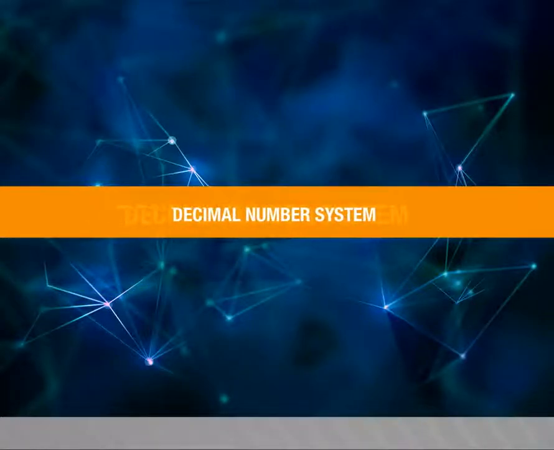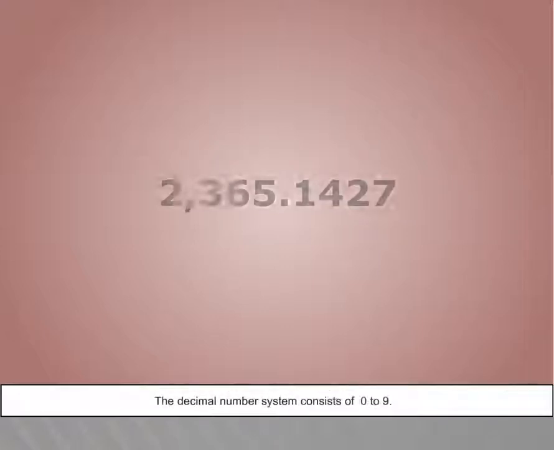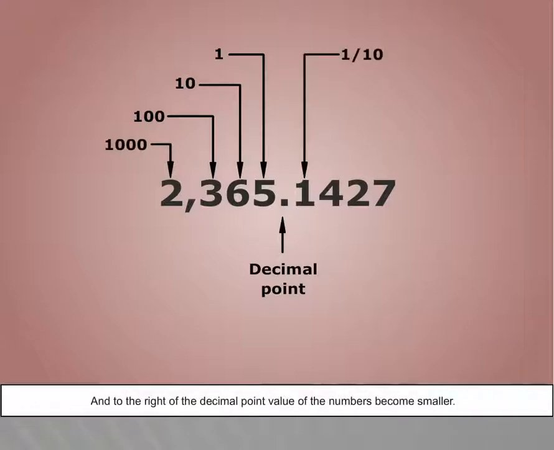What is the decimal number system? Let us see the process of decimal number system in this video. Decimal numbers are specified with base or radix 10. For example, 2365.1427 base 10. The prefix deci stands for 10. The decimal number system consists of digits 0 to 9 and a decimal point. In the decimal number system, the successive positions to the left of the decimal point represent units, tens, hundreds, thousands, etc. And to the right of the decimal point, the value of the numbers becomes smaller.